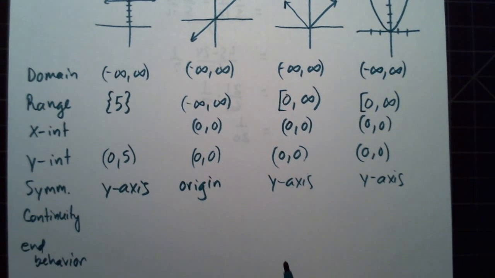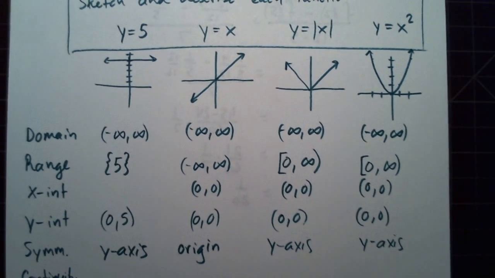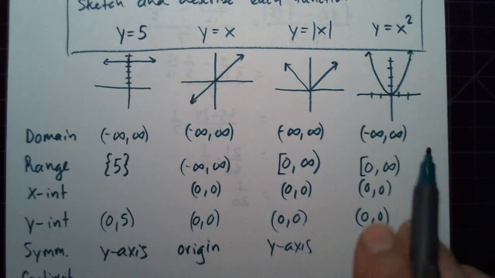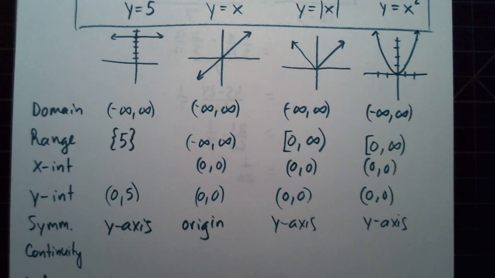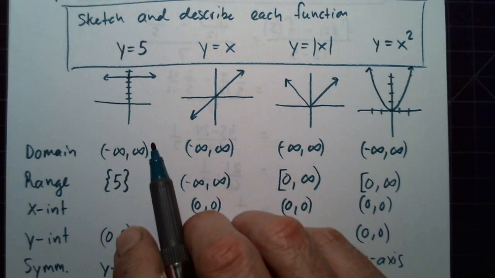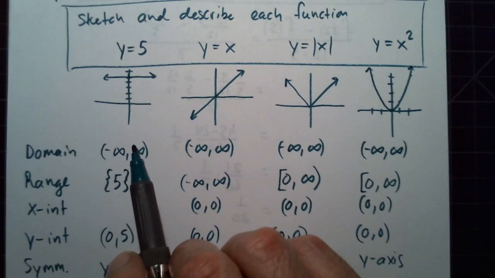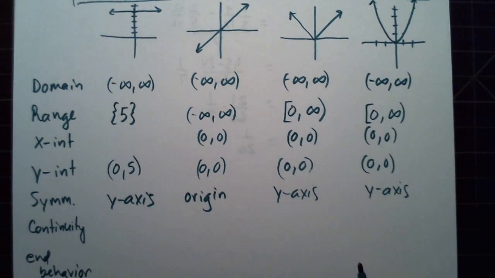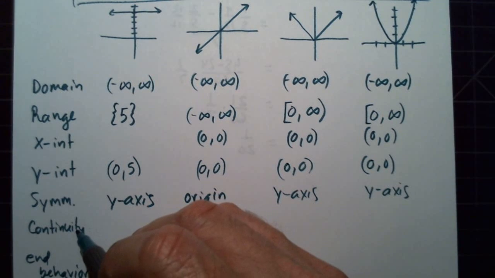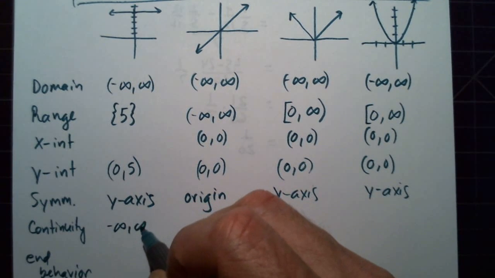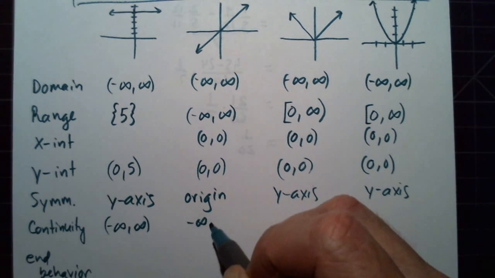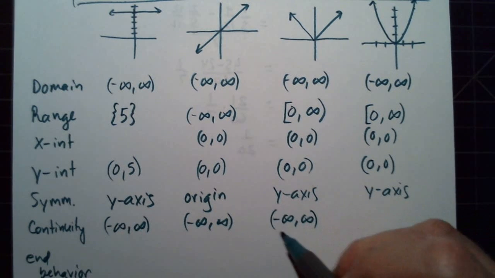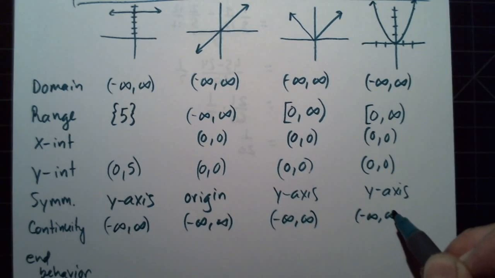Continuity, these graphs have no missing points. The domain is all real numbers. I guess that doesn't mean it has to be continuous, but these are all continuous. So we'll say, where are the functions continuous? They're continuous on all real numbers. So these are x intervals where the functions are continuous.